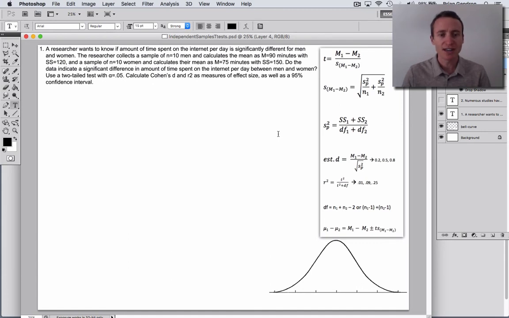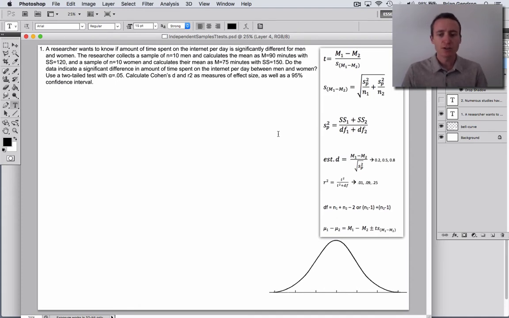The researcher collects a sample of 10 men and calculates the mean as 90 minutes with sum of squares equal to 120, and a sample of 10 women and calculates their mean as 75 minutes with sum of squares equal to 150. Do the data indicate a significant difference in the amount of time spent on the internet per day between men and women? Use a two-tailed test with alpha of 0.05 and then calculate effect size and a confidence interval.